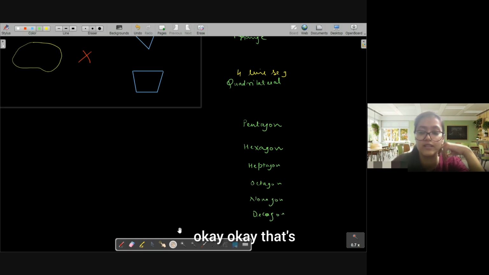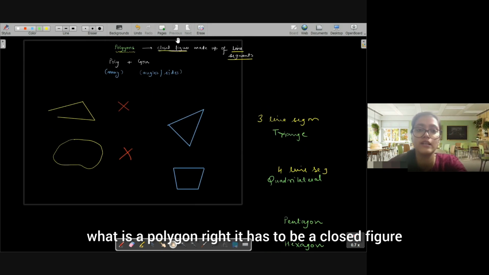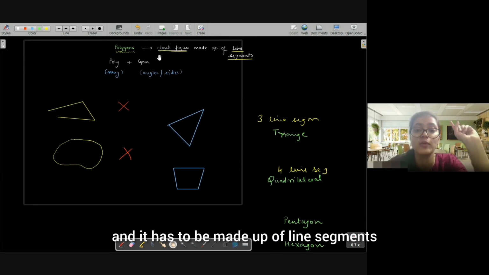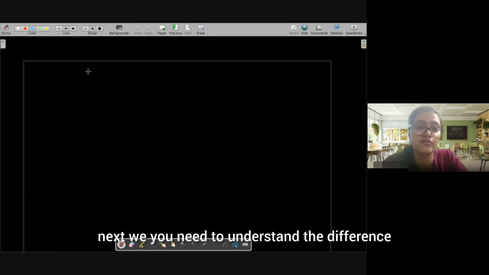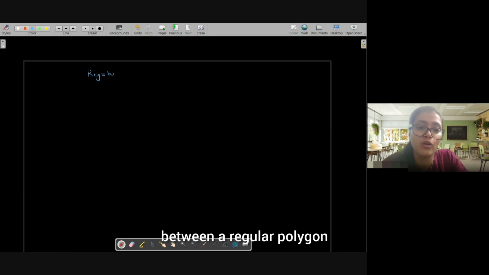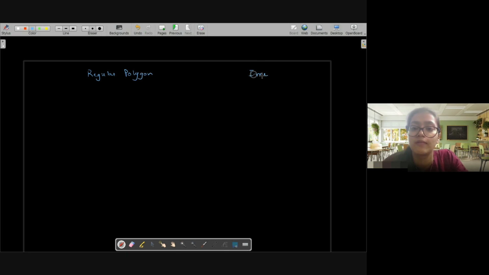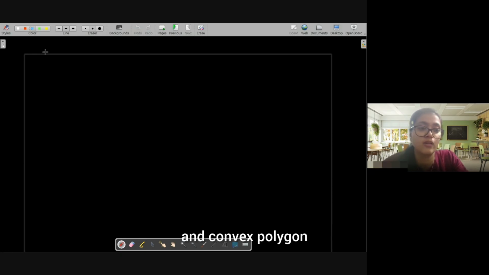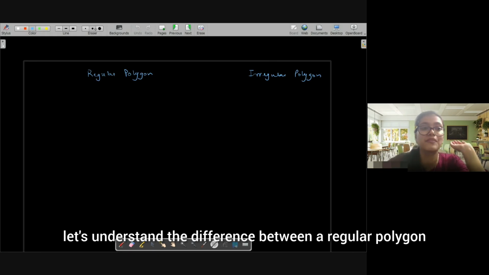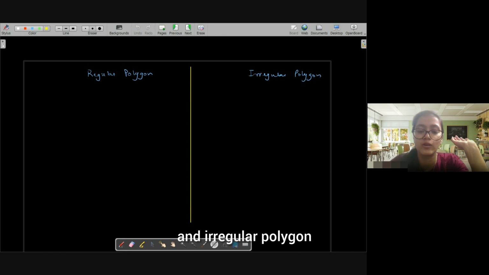That's one thing. So you know what a polygon is: it has to be a closed figure made up of line segments. Next, you need to understand the difference between a regular polygon and an irregular polygon. After that, we will do the difference between concave and convex polygons. First, let's understand the difference between a regular and an irregular polygon.